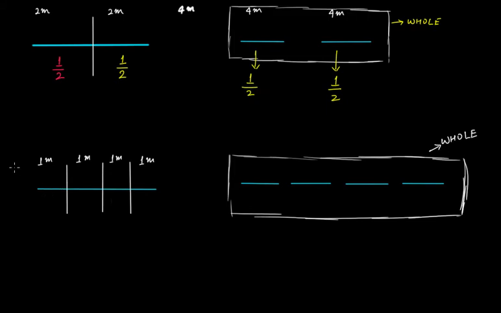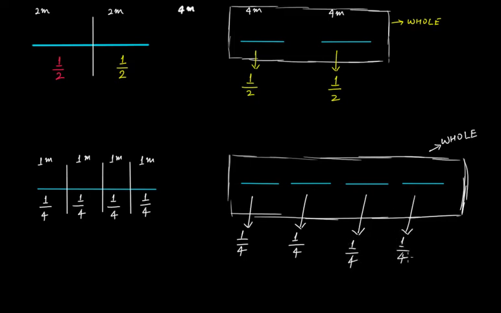This is one part, and we have divided this whole rod into 4 equal parts. This is another one part, and this whole rod has been divided into 4 equal parts. This is another one part, and this rod has been divided into 4 equal parts. This is another one part. Similarly for this one. This is one part out of 4 parts. This is another one part out of 4 parts, and another one part out of 4 parts.